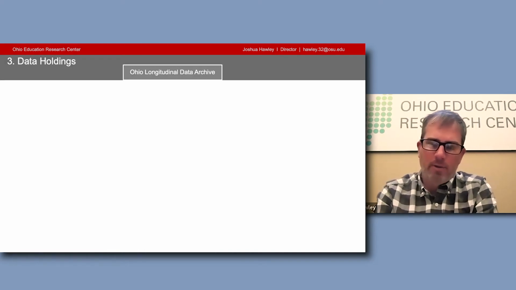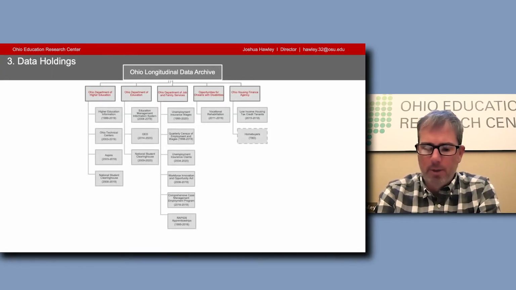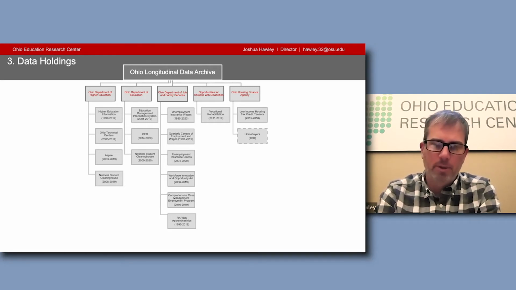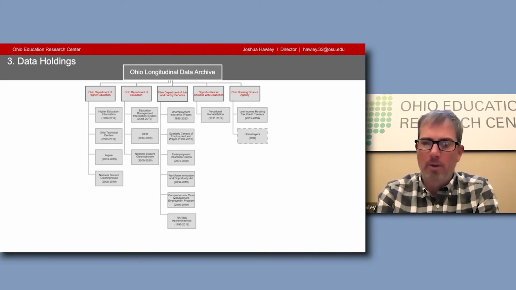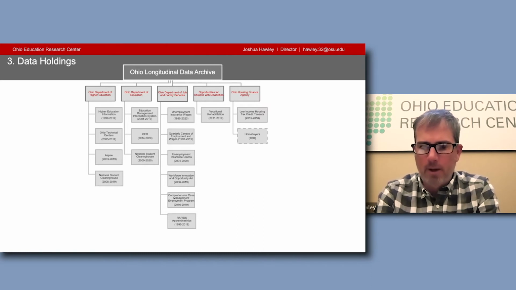So the data systems that we have available, we have data from the Department of Higher Ed, the Department of Education, the Ohio Department of Job and Family Services, which is a large agency that has several divisions, Opportunities for Ohioans with Disabilities, which operates the Vocational Rehabilitation Services, and the Ohio Housing Finance Agency. What you have in front of you is a recent map of data holdings, and you can see both the periodicity of the data and the number of files we get from specific agencies vary quite a bit. For example, we're very much up to date on unemployment insurance claims because of the crisis. We get pretty much everything as quickly as we possibly can.